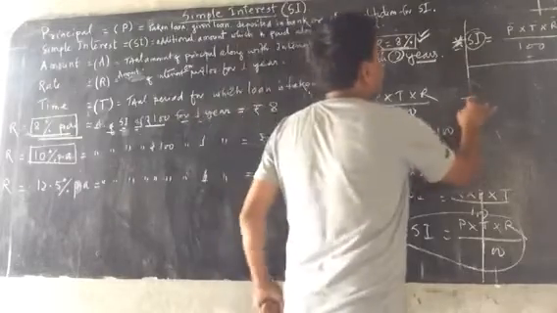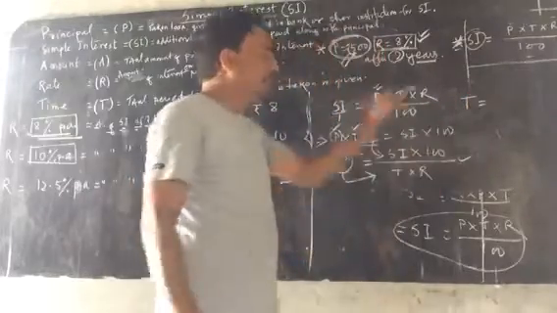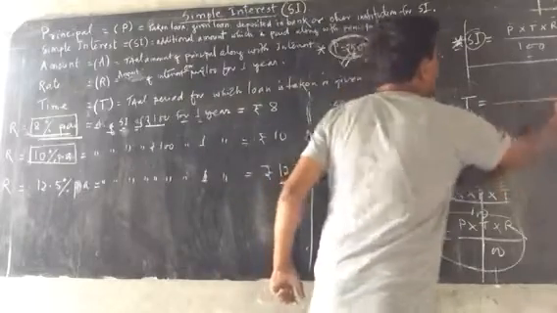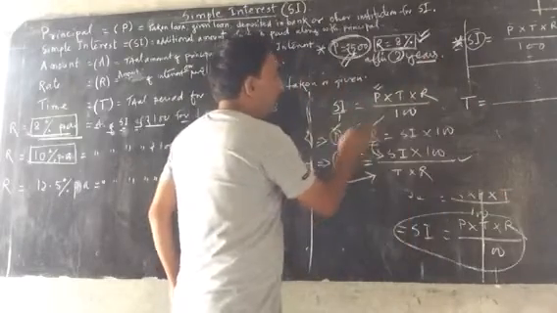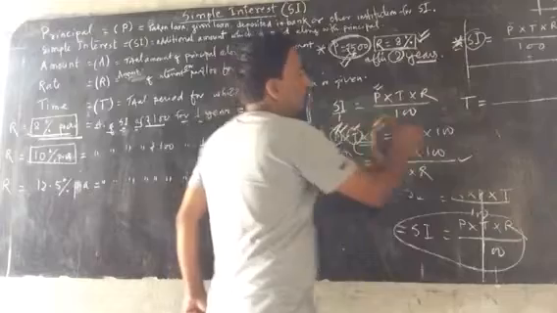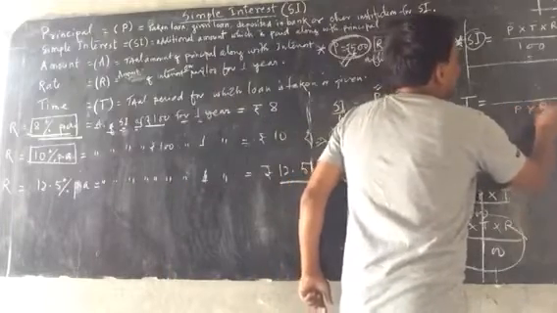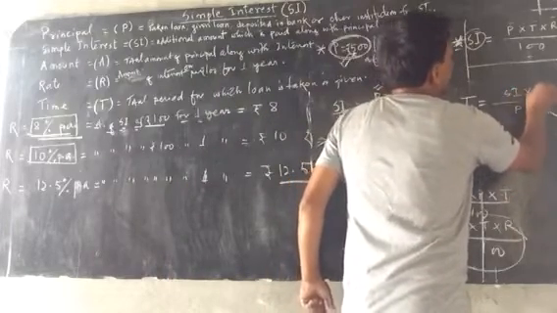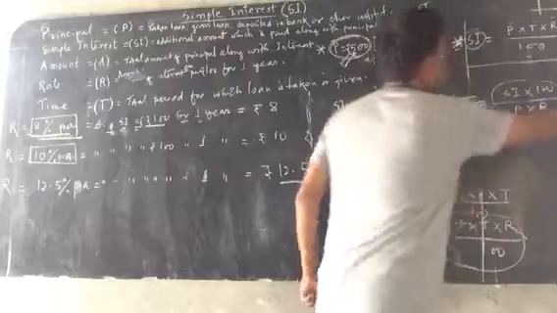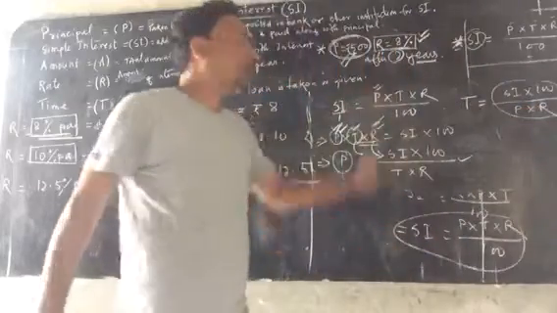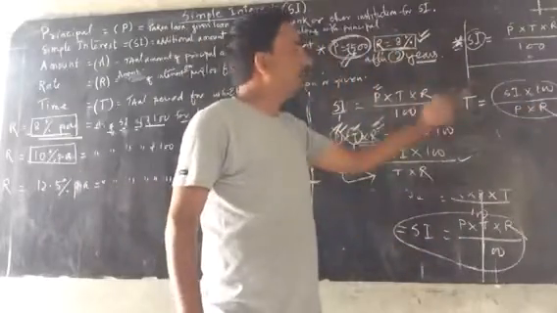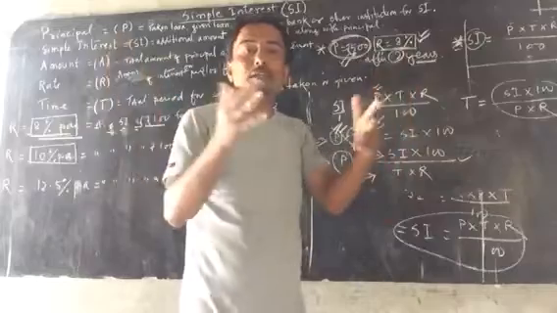If you have to derive the formula of T, how to write? T equals, in the same way, if you are finding the value of T, then P and R will come as the denominator, and SI multiplied by 100 in the numerator. This is the direct formula to find T, the total time period.